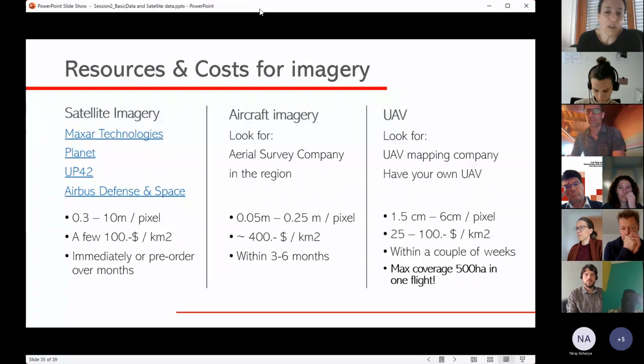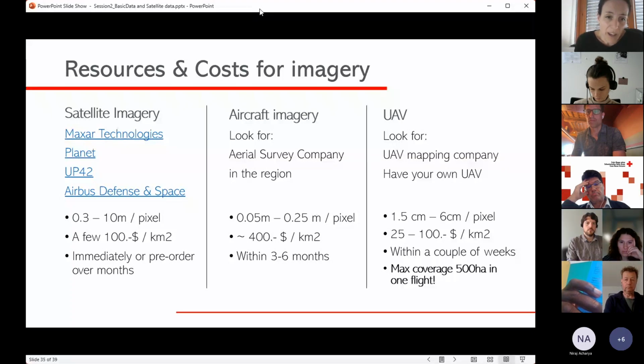As we said already, a couple of $100 probably per square kilometer or even less are possible for satellite imagery, where you need to keep in mind that there are different ways of ordering them. You can say, I need it immediately, I need it tomorrow or in 2 or 3 days, and they will do their best to have a cloud-free image for you if it's camera collected information. Radar can go through cloud, so there you would be safe.